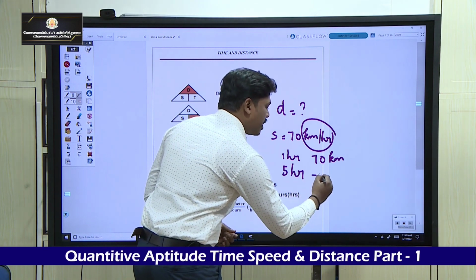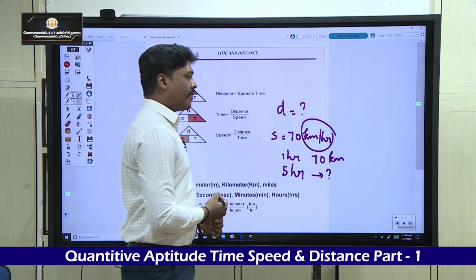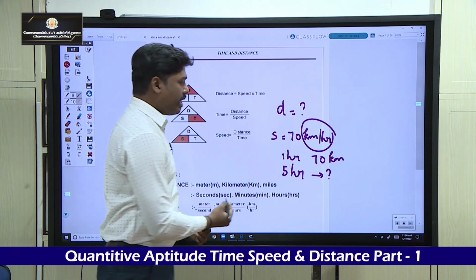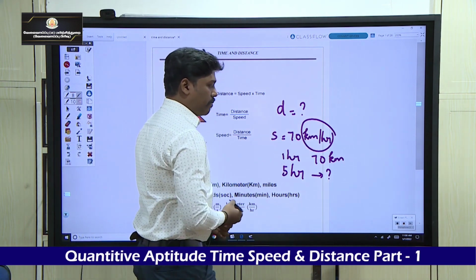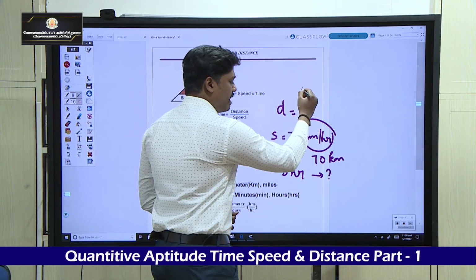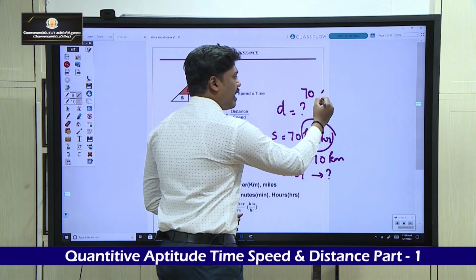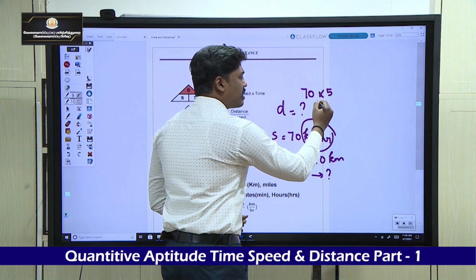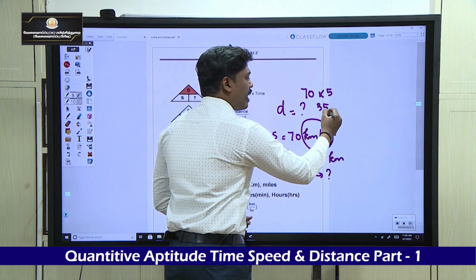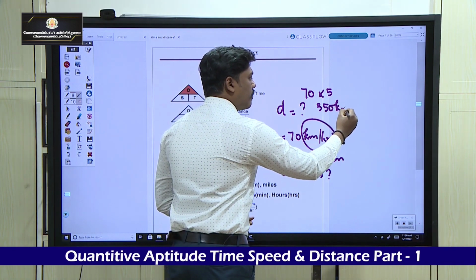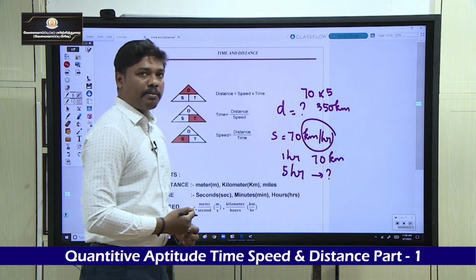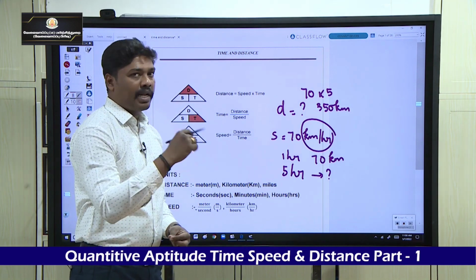So how much distance would he have covered here? It is speed into time. Speed is 70 kilometer per hour, time is 5 hours. So distance covered by him is 350 kilometer. From this I can tell distance can be measured by the product of speed and time.